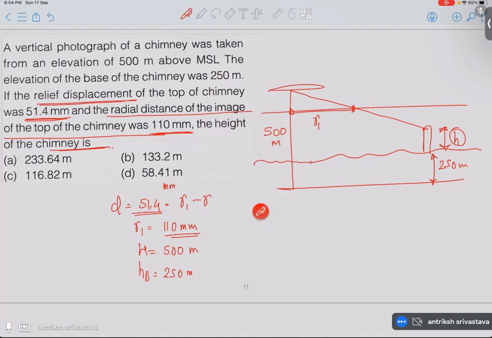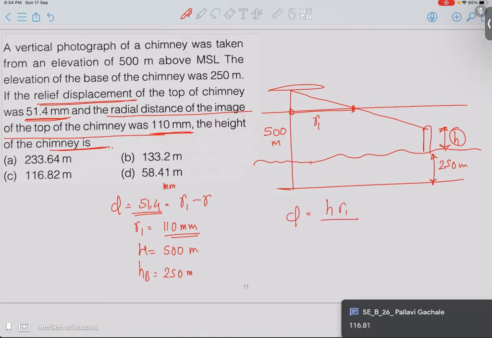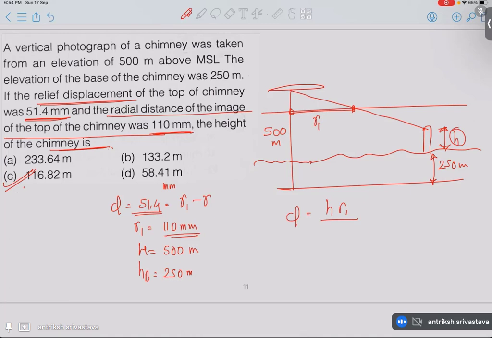I will write one formula. We'll solve this using this formula. D, the relief displacement, is nothing but h into R1. Okay, very good. Pallavi has solved. Thank you, Pallavi. She has got the right answer. So the formula for relief displacement is h R1 by H, the cruising height, minus HB. And when you look at this, it is a very straightforward question. And you solve this, you get the answer in meters.